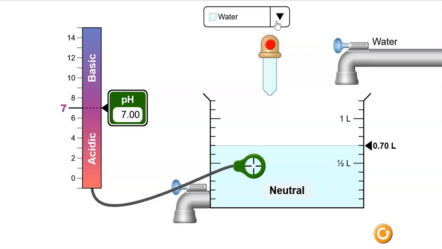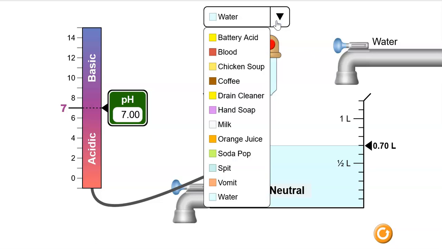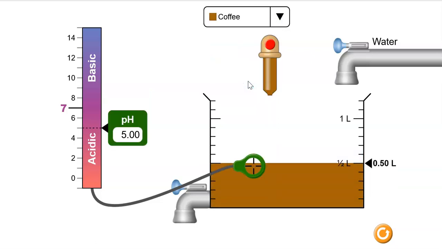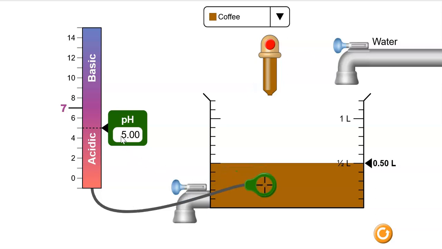So let's try a couple of other types of solutions. So let's look at coffee. So coffee gives us a pH of 5. So that is 2 full pH units below neutral water. So coffee would be an acidic solution.